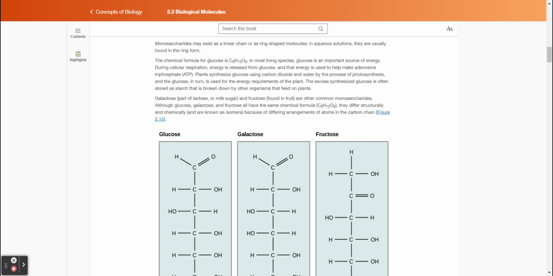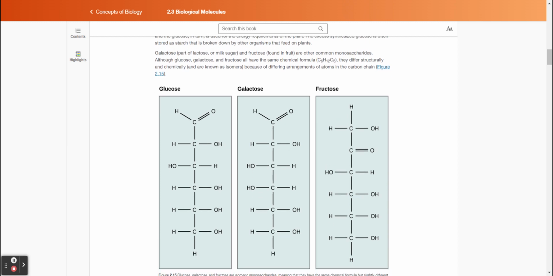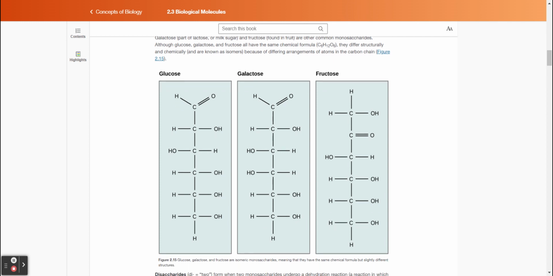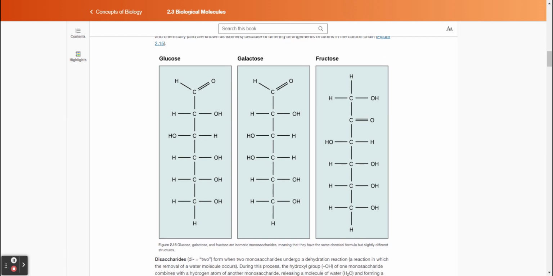Galactose, part of lactose or milk sugar, and fructose, found in fruit, are other common monosaccharides. Although glucose, galactose, and fructose all have the same chemical formula, C6H12O6, they differ structurally and chemically and are known as isomers because of differing arrangements of atoms in the carbon chain. Figure 2.15. Glucose, galactose, and fructose are isomeric monosaccharides, meaning that they have the same chemical formula but slightly different structures.